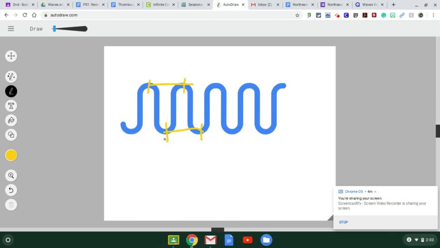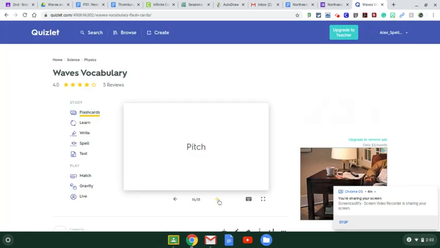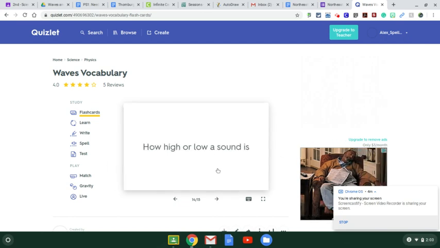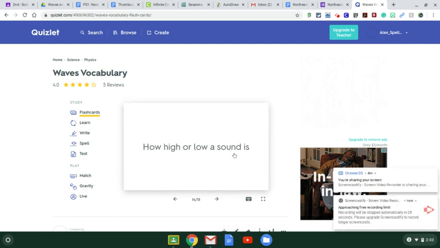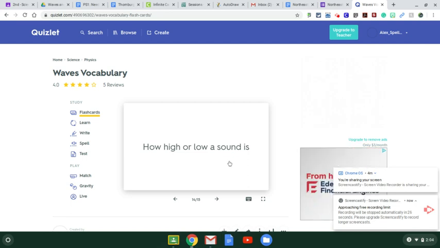And we're going to look at the relationship between wavelength, frequency, and amplitude and pitch. Going back, we have pitch. Pitch is just how high or low a sound is. And so we're going to continue this in the next video.